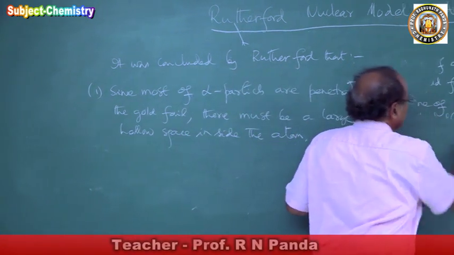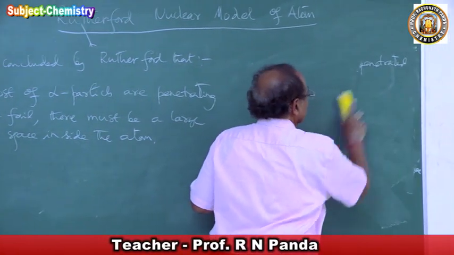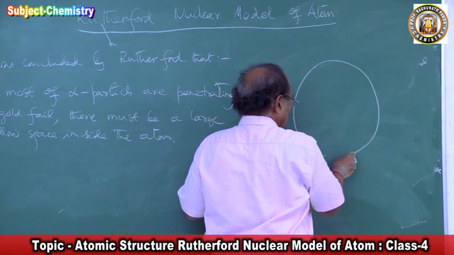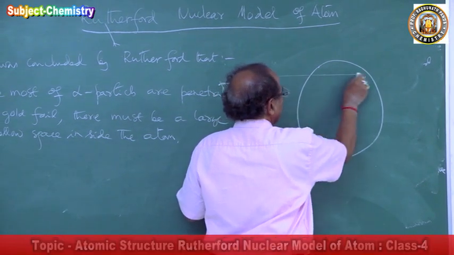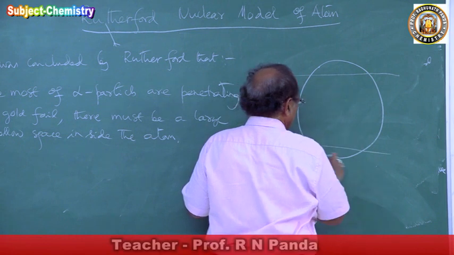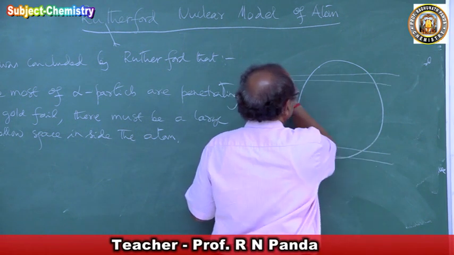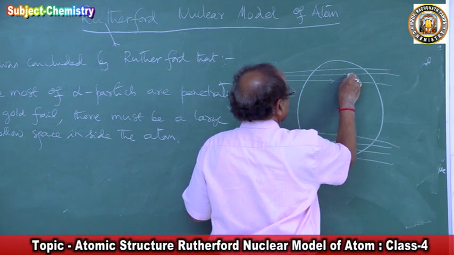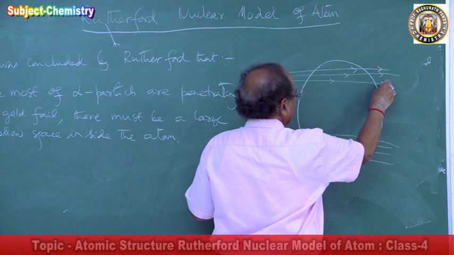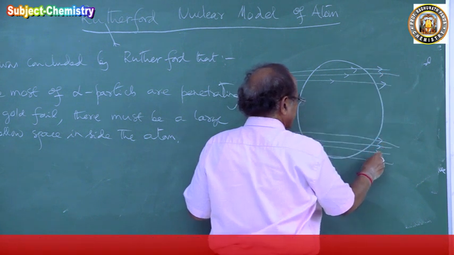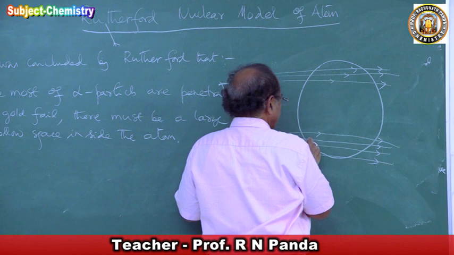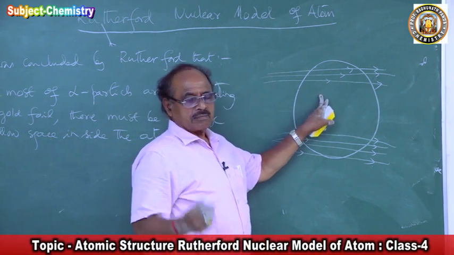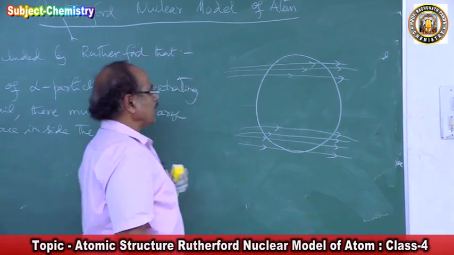So he thought that if this is an atom, and most of the alpha particles are penetrating, there must be a large hollow space inside the atom. Hence these alpha particles are not undergoing any deflection. They are going to the atom, hitting the atom, penetrating the atom, and going out the next side. So there must be a large hollow space inside the atom.